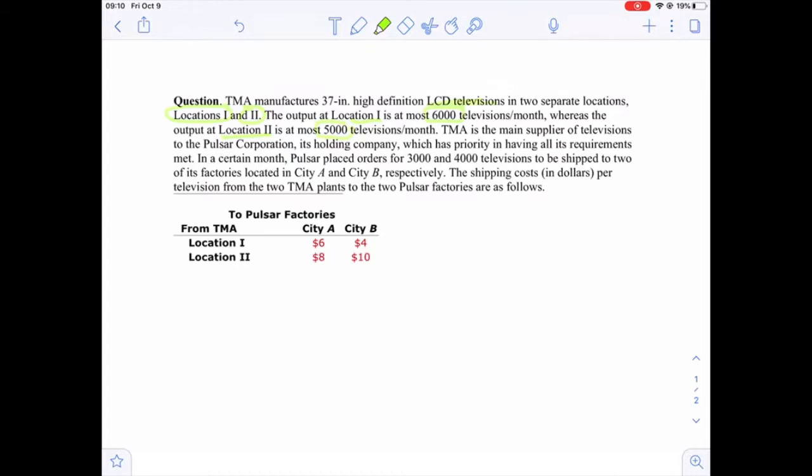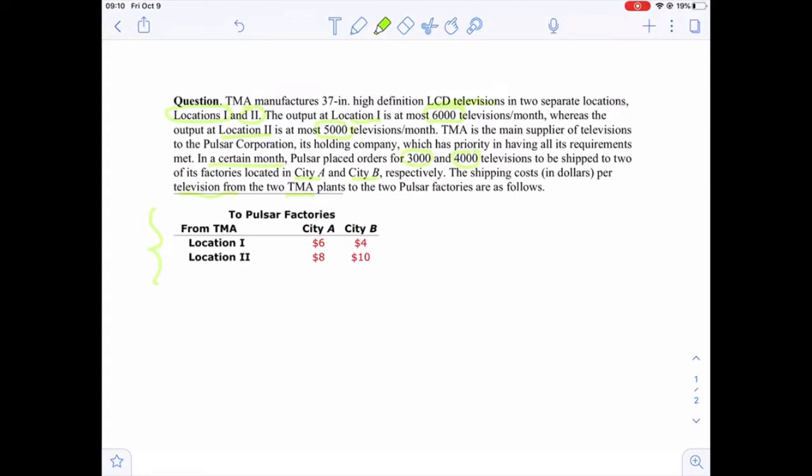TMA is the main supplier of televisions to the Pulsar Corporation, its holding company, which has priority in having all the requirements met. In certain months, Pulsar placed orders of 3,000 televisions to be shipped to City A and 4,000 to be shipped to City B. And the shipping costs per television, in dollars, from the two TMA plants to the two Pulsar factories are shown in this table.